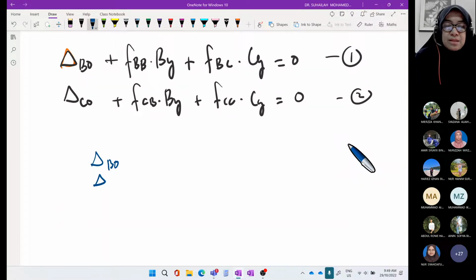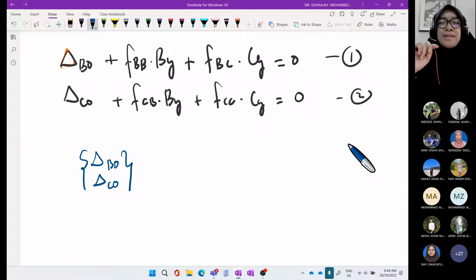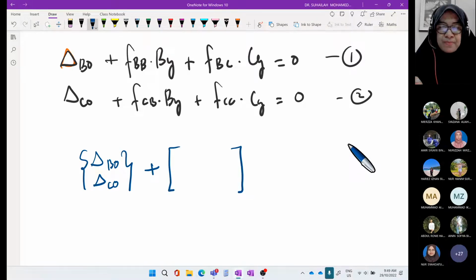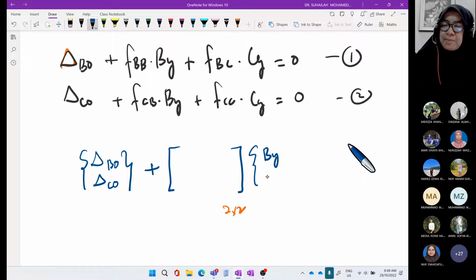So we change this to matrix form. This is delta B naught, delta C naught. We group the two displacements in the primary beam in one matrix, delta B naught and delta C naught. Plus, we group all the F that come from the two redundant systems in one 2 by 2 matrix, because there are two redundants. Two redundants will produce a 2 by 2 flexibility matrix, times BY as the first redundant and CY as the second redundant, equal to 0.